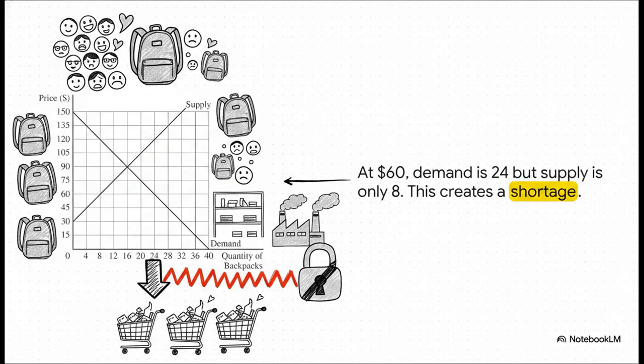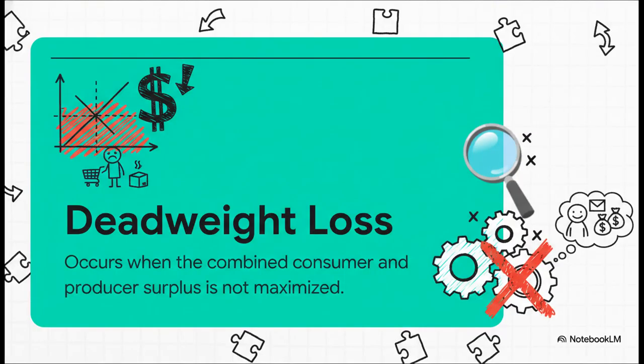Look what happens at this new, lower price of $60. Buyers are thrilled. Of course they are. They now want 24 backpacks. But the sellers? They are not happy. At that low price, it's only profitable for them to make and sell 8 backpacks. So, you have 24 people who want to buy something, but only 8 of them are available. That huge gap? That's a shortage. The market is now totally inefficient.